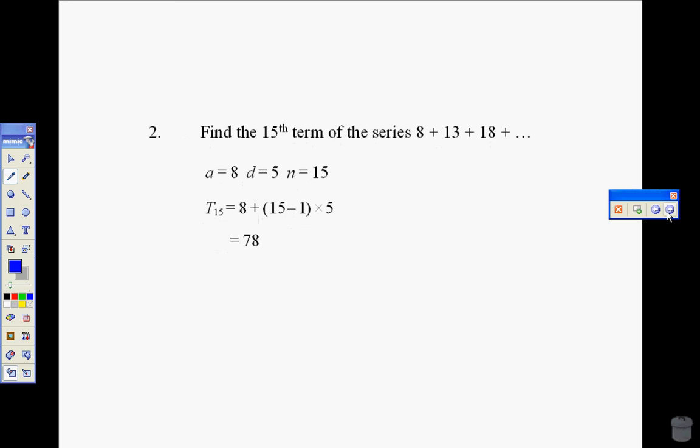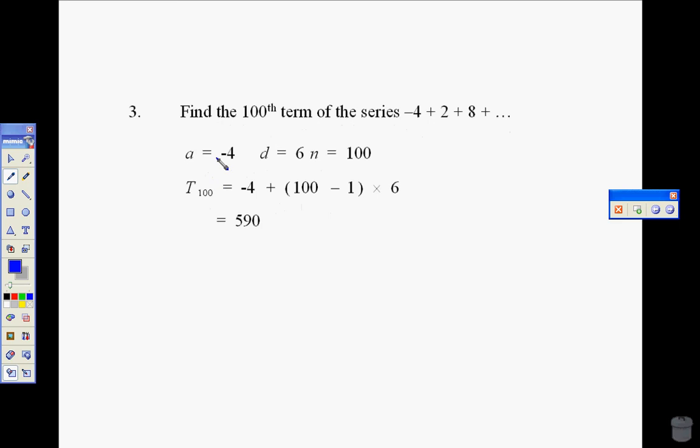In our second question, what we want to do again is find A, D and n, because we want to find the 15th term, so n is 15. The series is 8, 13, 18. So A is 8, the first term's 8, and then we go up by 5, and then we go up by 5 again, so D is 5. Substitute that into the equation: 8 plus n minus 1 times the D, which is 5, gives us 78.